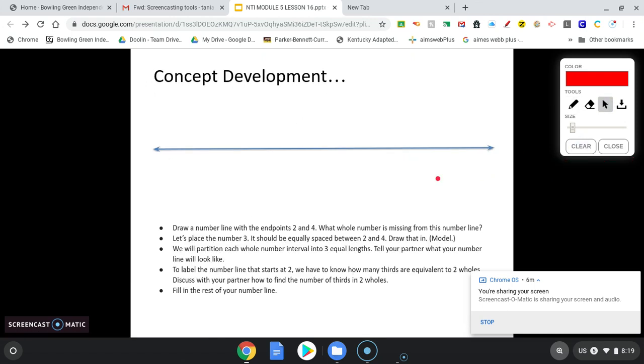Now, let's draw another number line, and this time I want you to draw a number line with the endpoints of 2 and 4. So what's missing on this number line? There's a whole number that is missing from this number line. Very good. It's the number 3, because 3 comes between 2 and 4. So now I want you to partition each whole into 3 equal lengths.